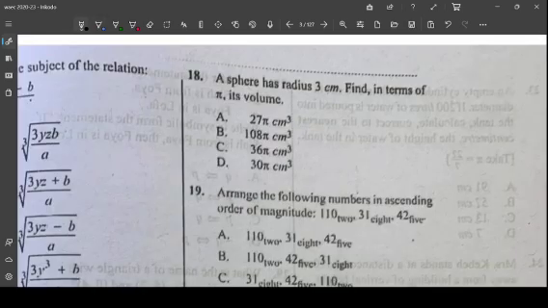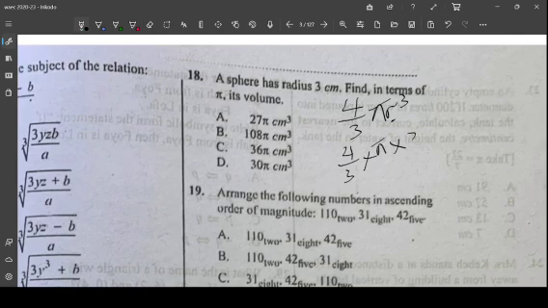Question number 18 says a sphere has a radius of 3, find the volume in terms of pi. So what's the formula for a sphere? The formula is 4 over 3 pi r cubed. So all you simply need to do is find the volume in terms of pi. Pi is going to remain the same. The only thing we are putting in is radius as 3. So this will be 4 over 3 times pi times 3 times 3 times 3.